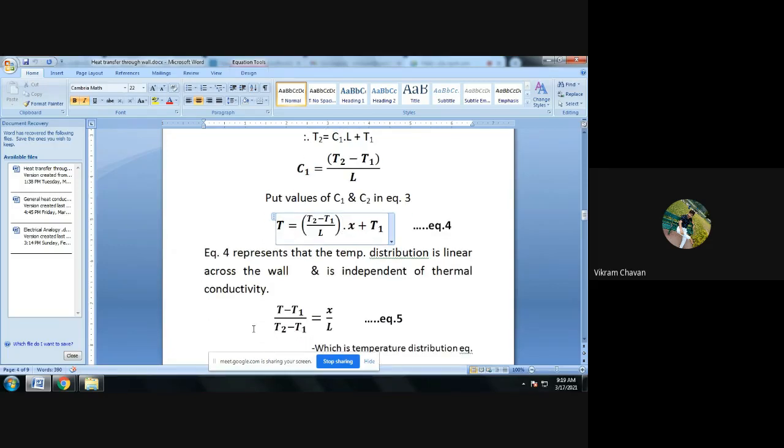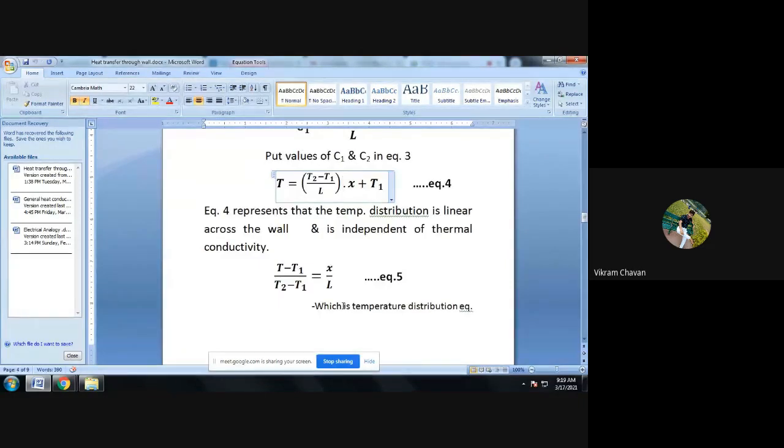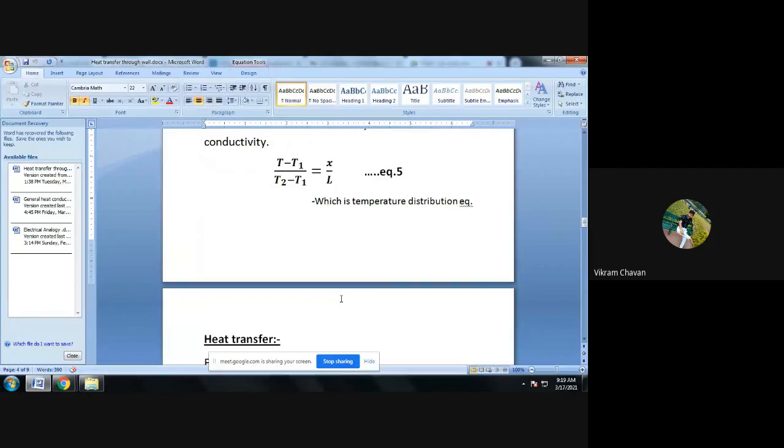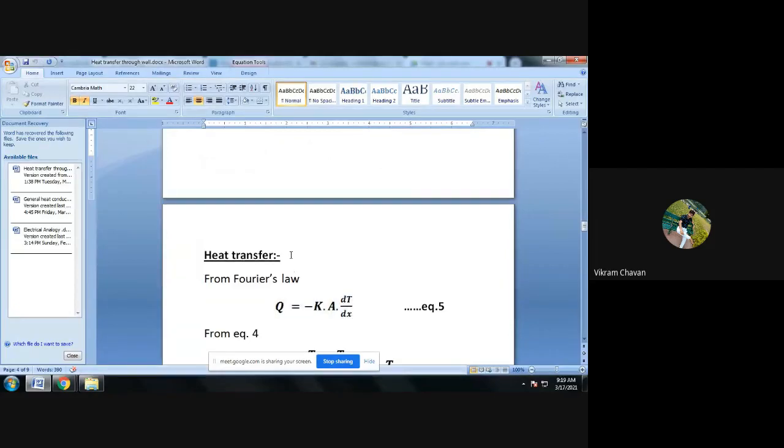Further, we have deduced that equation to remember or recall it easily. We have converted this equation into the form (T - T1) divided by (T2 - T1) is equal to x divided by L, which is the temperature distribution equation. Whether you understood everything about this derivation, now we have to find out the total heat transfer.